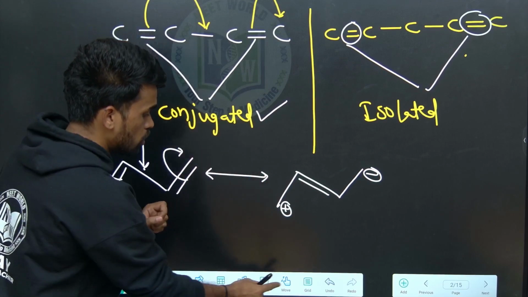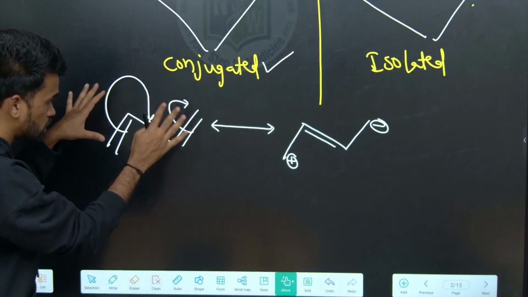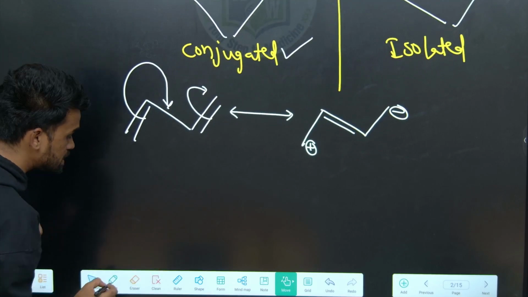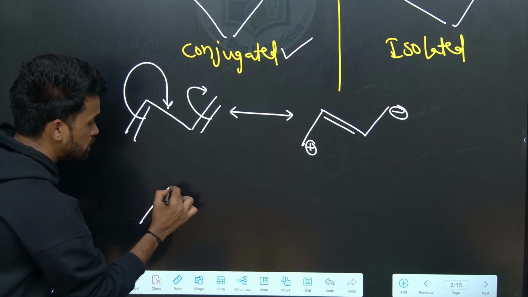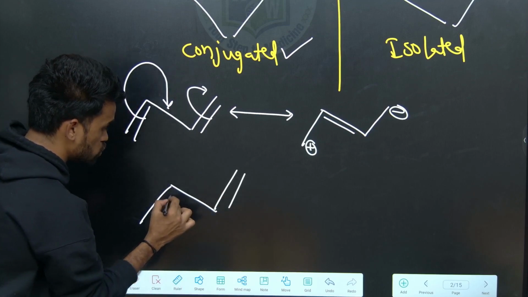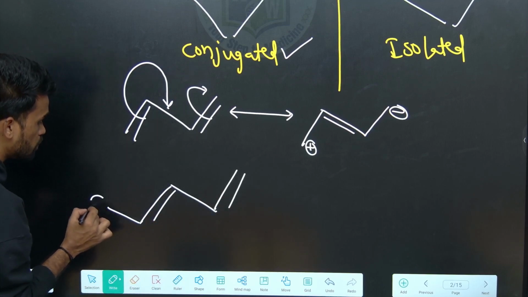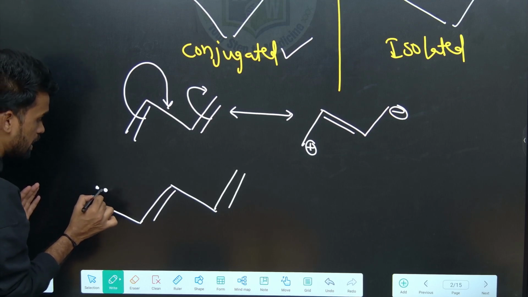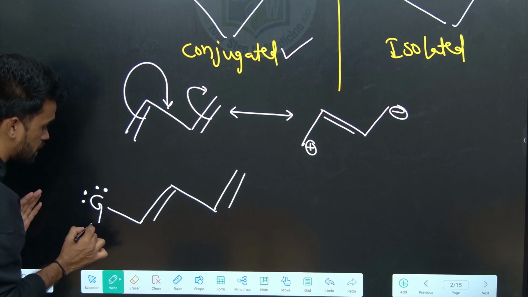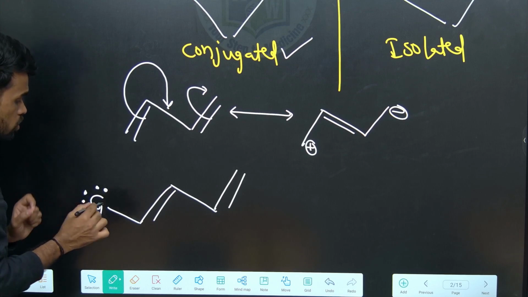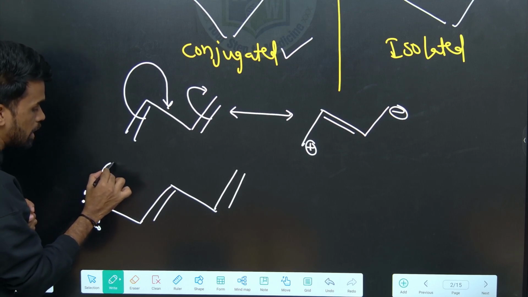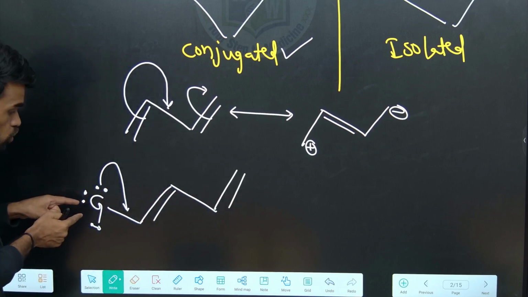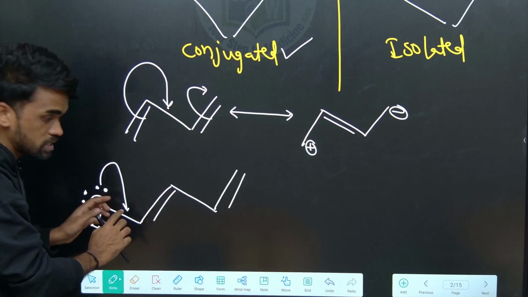Now to this particular conjugated system, if a group G is attached, I am attaching a group to this conjugated system. Let us say a G group is attached, and on this G group, let us say it has some lone pair electrons on it, something like this. Now this lone pair or non-bonding electrons can be given into this system. So this group G is donating its electrons into the system.